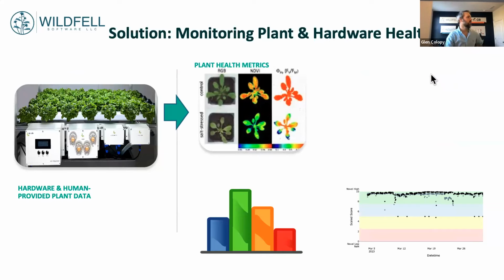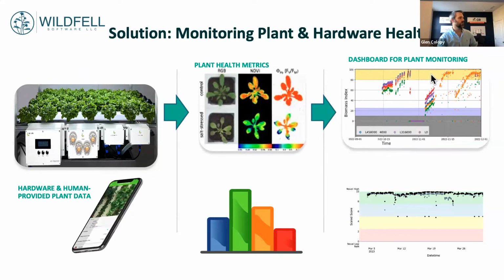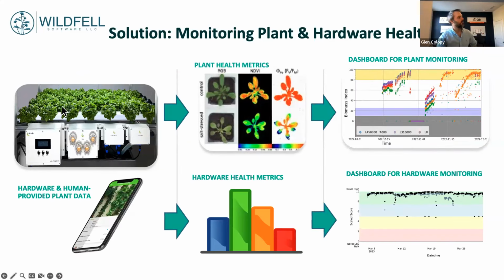So our solution is something like this. We want to be monitoring both the plants and the hardware health with these multispectral images. The idea is we have these cameras over the plants, taking these multispectral HD images, and then we have a dashboard for monitoring the plants' health. So essentially we're giving the farmers, the grow operators, access to real-time information about the health of the plants. Doing your walk through a farm can be very long and takes up a lot of time. So if you have full-time viewing of this, then it saves a lot of hours.